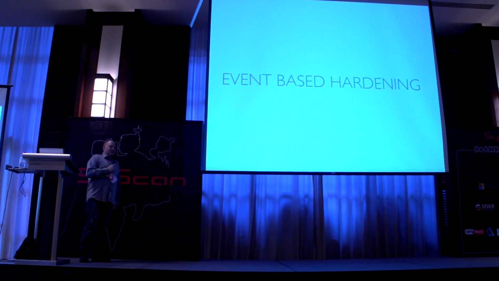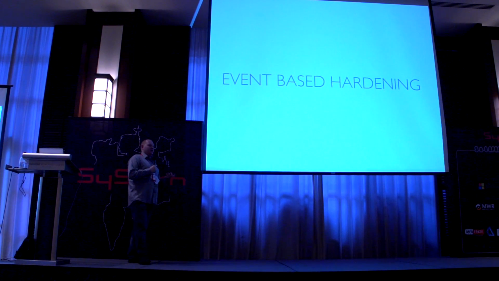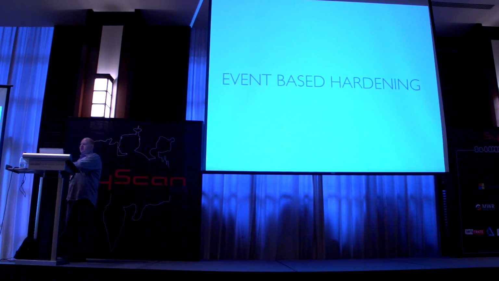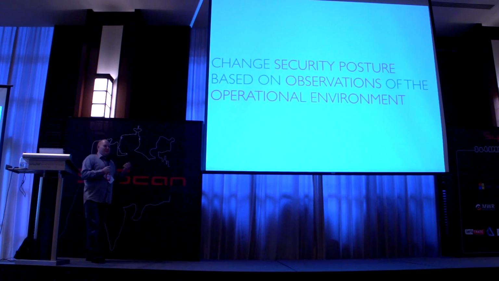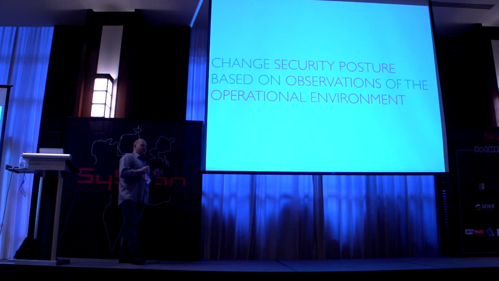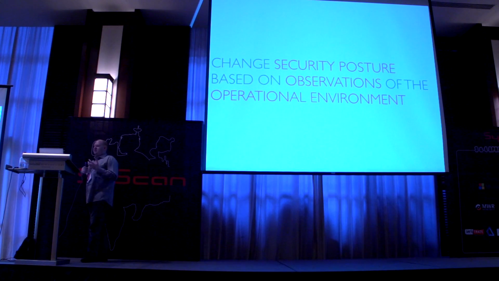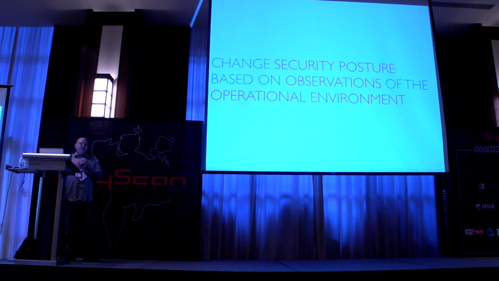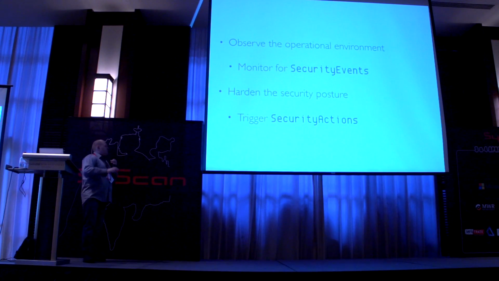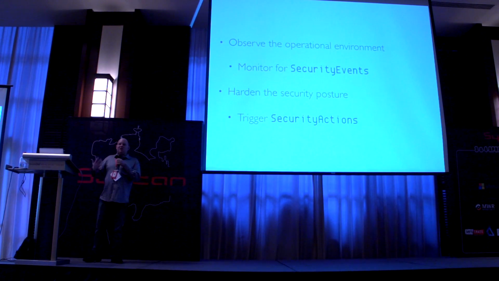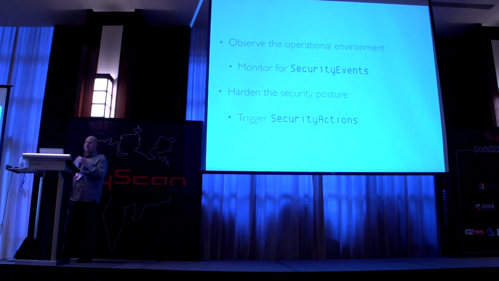What makes this particularly awesome is that there is event-based hardening. So not only do we have encrypted containers, but our phone actually monitors and adapts our security posture based on changes within the operational environment. So it will detect when people are trying to do nasty things or when there are indicators of nasty things, and it will automatically harden itself. What this comes down to is it's monitoring for security events. When there are security events, it will trigger security actions. Pretty straightforward, right?